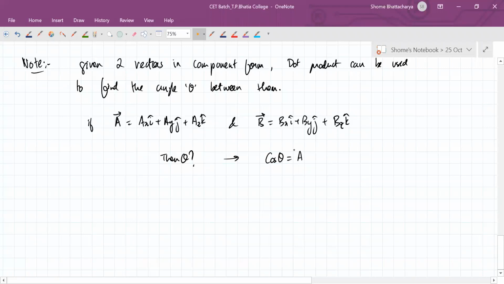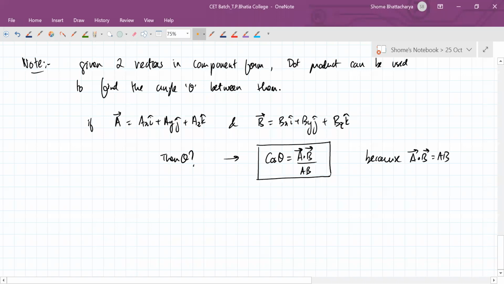Cos theta is A dot B divided by magnitude of A multiplied by magnitude of B. So where this formula is coming from, this is because we know by definition A dot B is equal to AB cos theta. So just bring the AB on this side. So from this you can see cos theta is given by this. So this becomes a very simple formula, and from this we can find out theta.